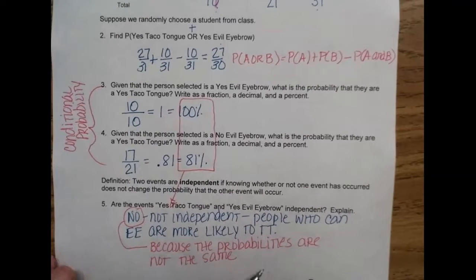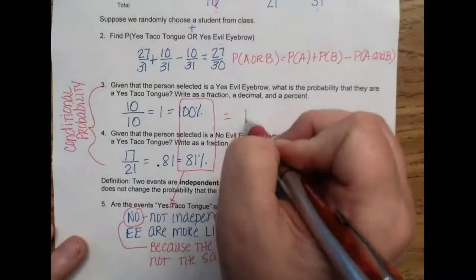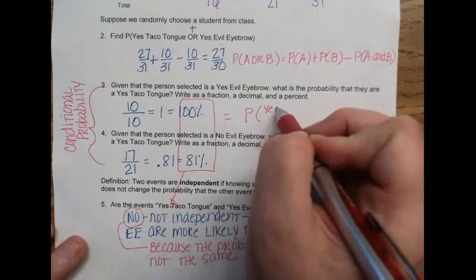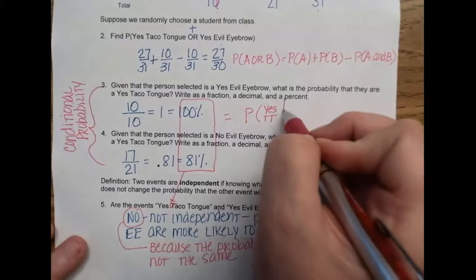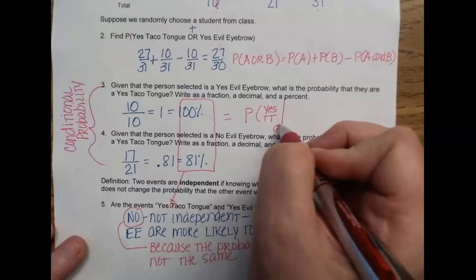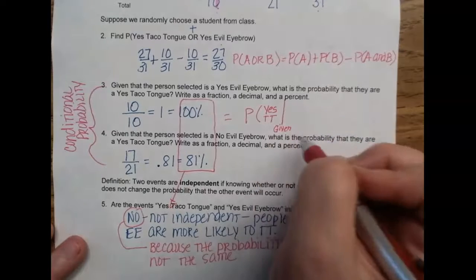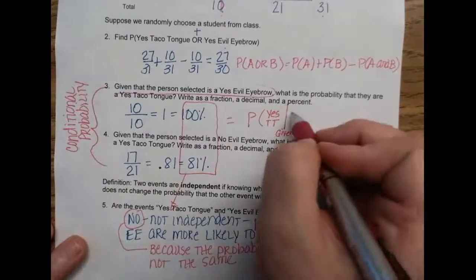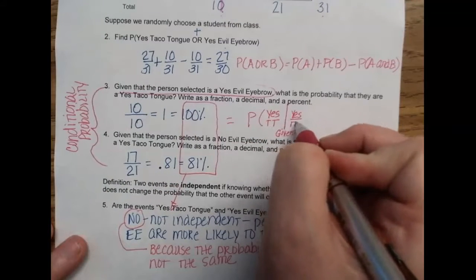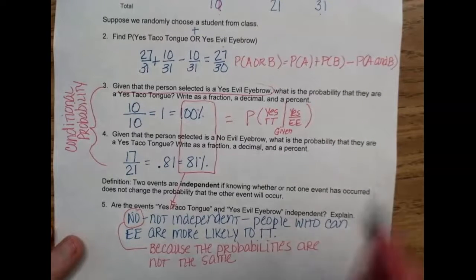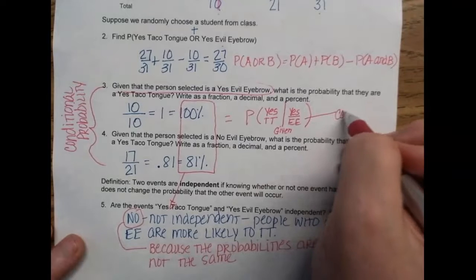Now there's a particular way to write the probability symbology here. So we're going to write the probability of yes Taco Tongue given, so that big line, I write it probably bigger than you'll see in your textbook, means given, and anything that comes after it is the given, the condition, given that they are yes Evil Eyebrow. So yes Evil Eyebrow there, that's our condition.